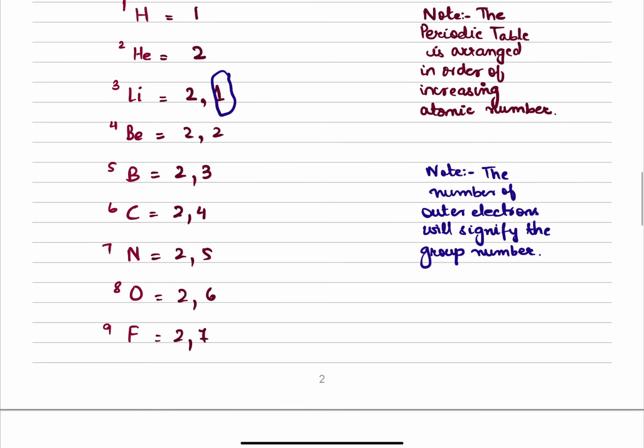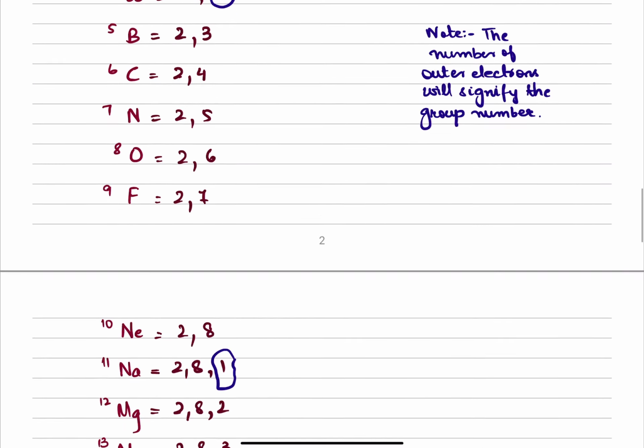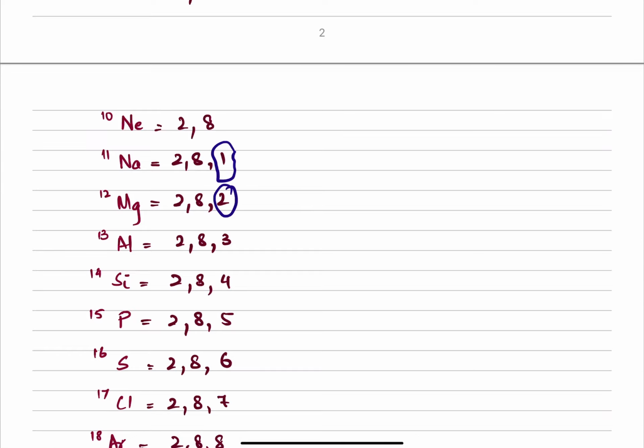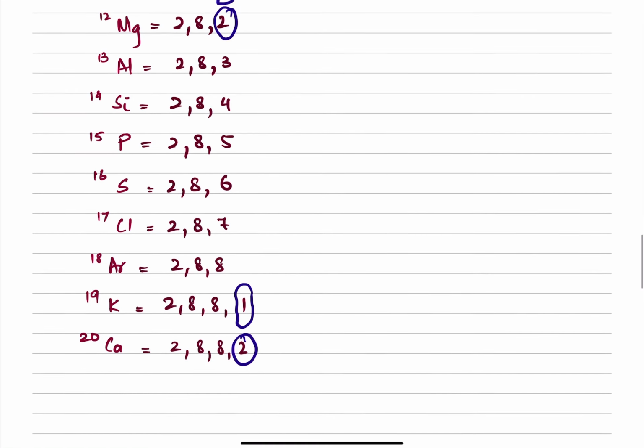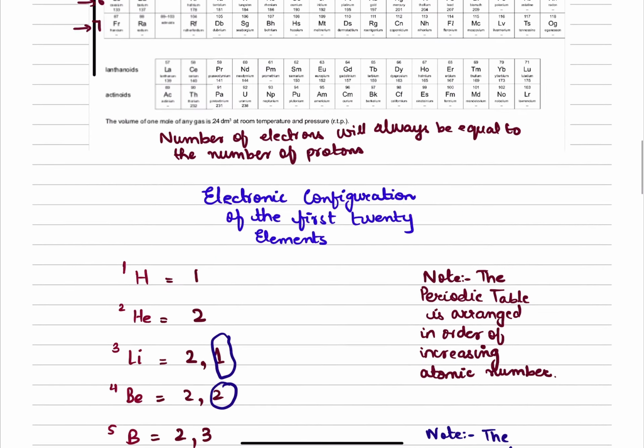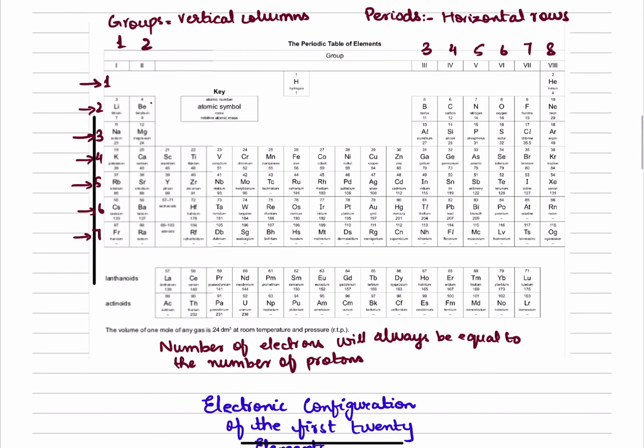So let's say beryllium has 2 electrons in its outer shell. Magnesium has 2 electrons in its outer shell. Calcium has 2 electrons in its outer shell. So beryllium, magnesium, and calcium would be in group 2. And that is the case. Beryllium, magnesium, calcium are in group 2.